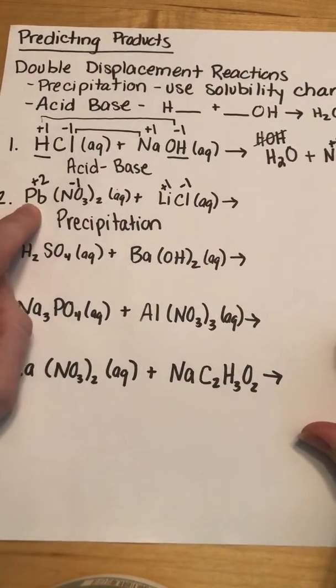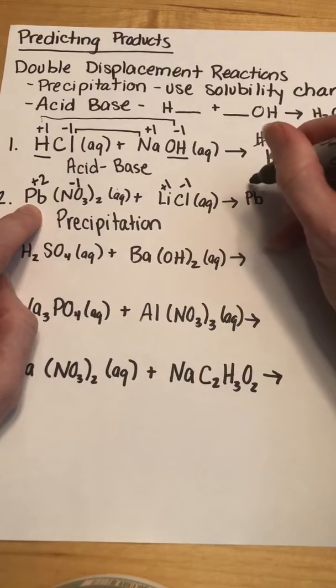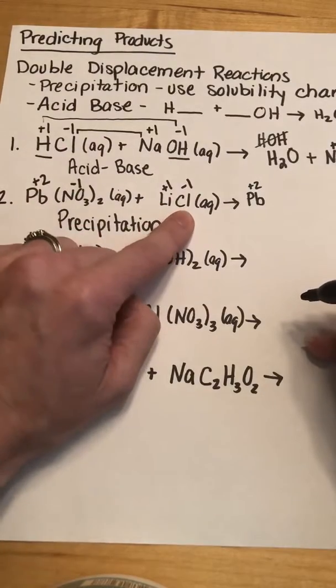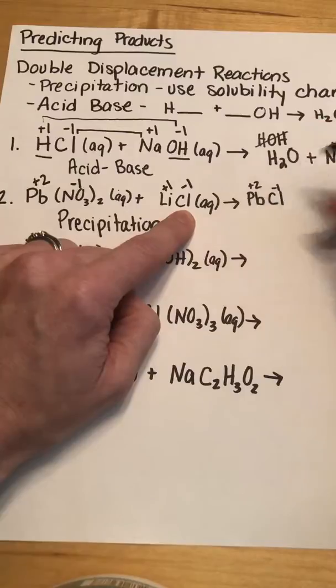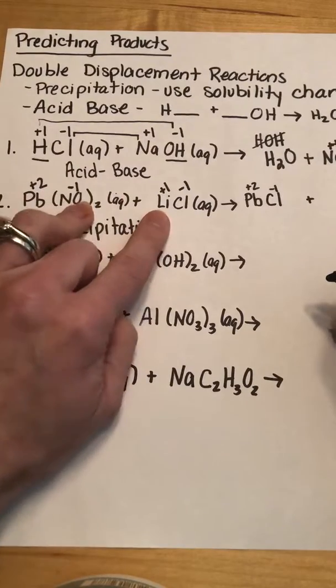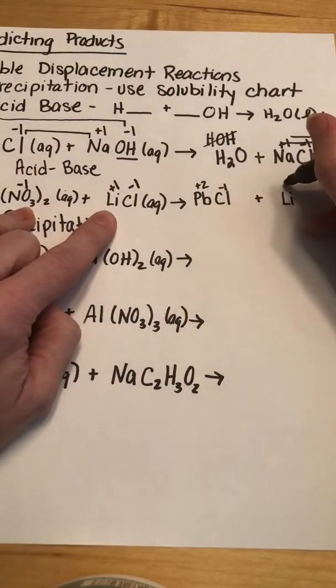So if I swap partners, my lead is now going to take the negative charge of the opposite compound, which is going to be chloride. And then the other positive and negative that are left are going to form the next compound. Remember to always write the positive one first.